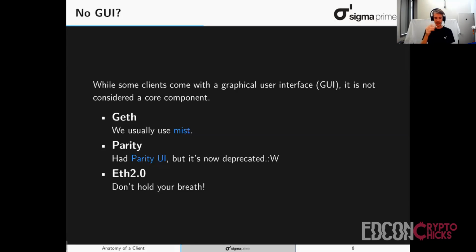And so finally here as well, with the graphical interface, of course, Ethereum 2.0, don't hold your breath on any graphical interface. I don't think we'll be seeing any of those anytime soon. But fingers crossed.